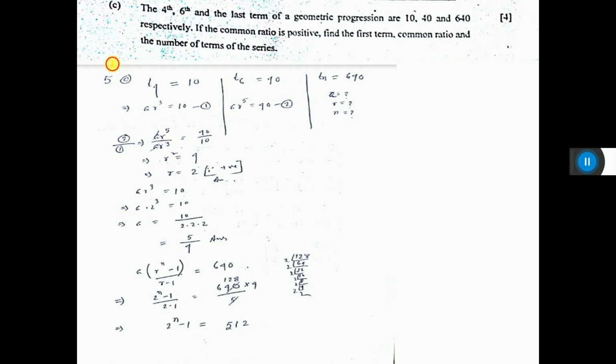Then this one: fourth term given, sixth term given, nth term given. So the fourth term formula is a into r to the power 4 minus 1, the sixth term formula is a into r to the power 5. Then divide 2 by 1, and from here you get a. Then apply the Tn formula, a into r to the power n minus 1 equals the given value. Put the value of a, take that side, and you will get the value of n.